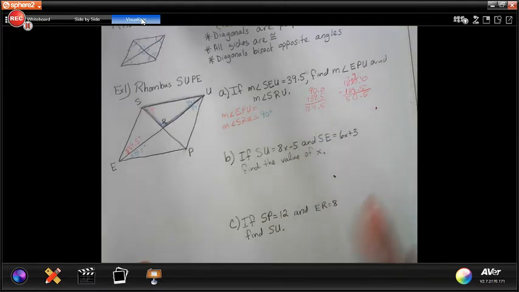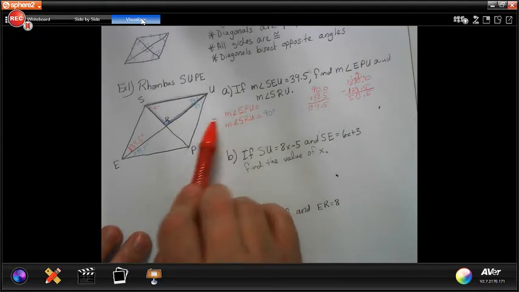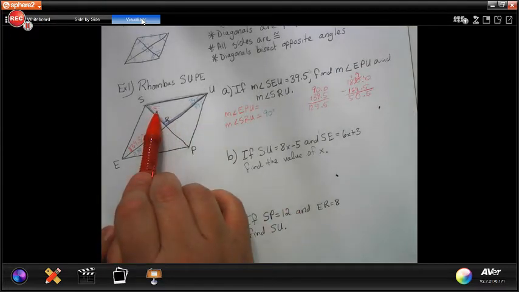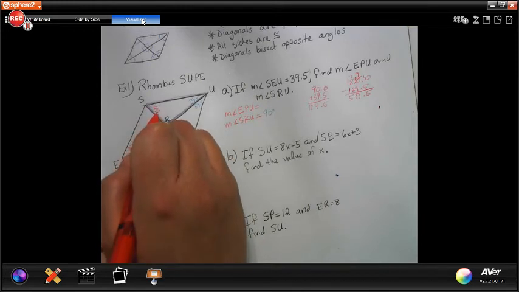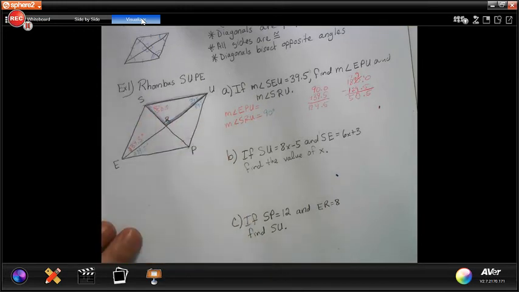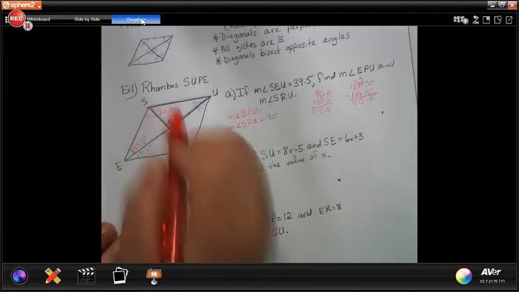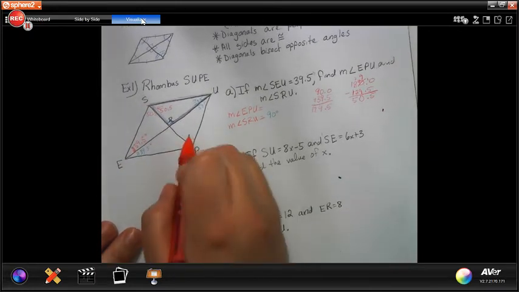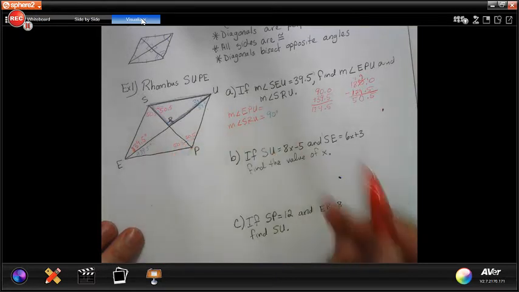So 50.5. That's not our answer here for EPU. That is our answer for that piece. EPU is the whole thing. Okay, we know that this piece is 50.5. We also know that this piece is 50.5. We also know that this piece is 50.5. And we know that this piece is 50.5.